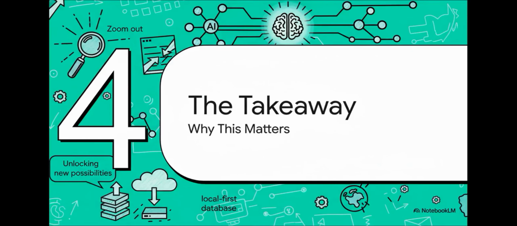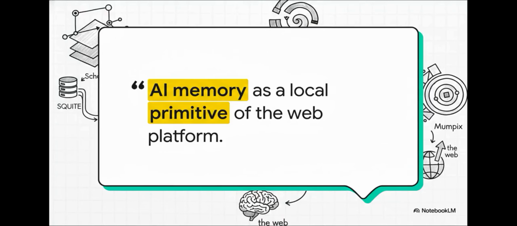So let's just zoom out for a second. We've seen how Mumpix makes AI reliable on the back end and how it unlocks all these new possibilities on the front end. So what's the big takeaway from all this? Why does it matter? This is the big idea right here. Just like how SQLite became this invisible, totally reliable database inside millions of desktop and mobile apps, Mumpix is aiming to become a fundamental building block for the web, a local primitive for AI memory. It's not just another library, it's a whole new architectural layer.